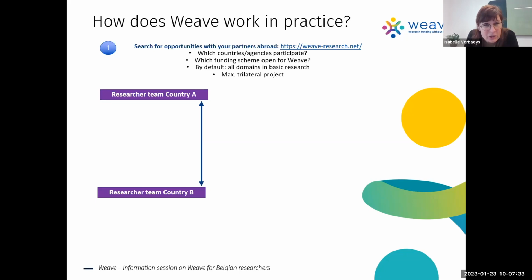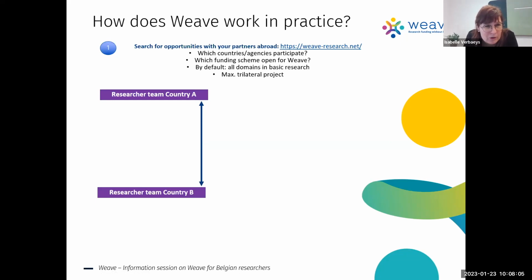So as already shown in the previous video, there is a website, weavresearch.net, where you can have a look which countries and agencies participate in WEAV and which funding scheme is open for WEAV. By default, it is open for all domains. However, it needs to be basic research. Maximum, you can submit a trilateral project. However, a bilateral is, of course, also possible.